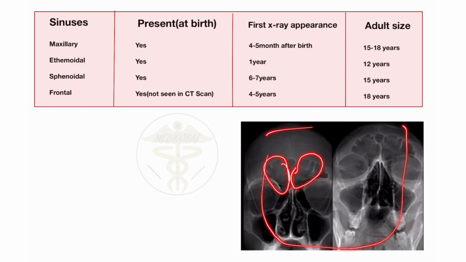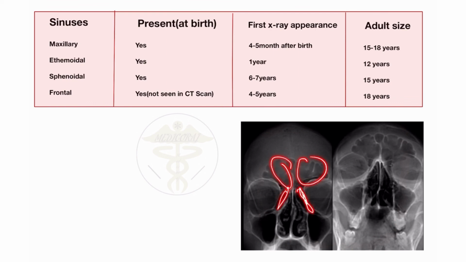This is the X-ray of the sinuses. First, this is the frontal sinuses. This is the ethmoidal sinus. This is the maxillary sinus. This is part of the orbit. So please learn, this is the frontal sinus, this is the maxillary sinus, this is the ethmoidal sinus. Sphenoidal sinuses are mostly not visible in the anterior part, they are visible in the lateral part.